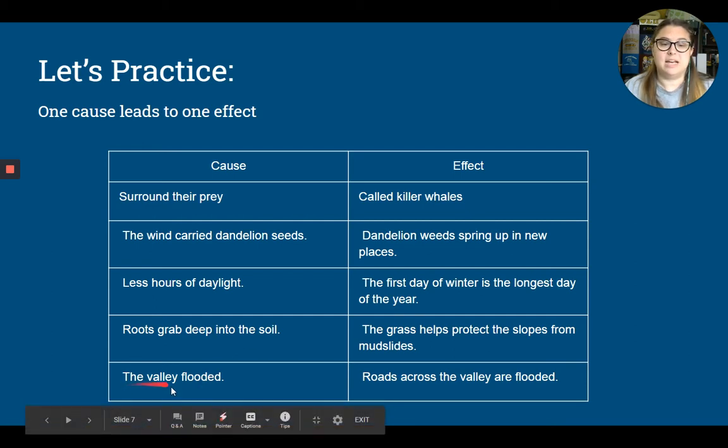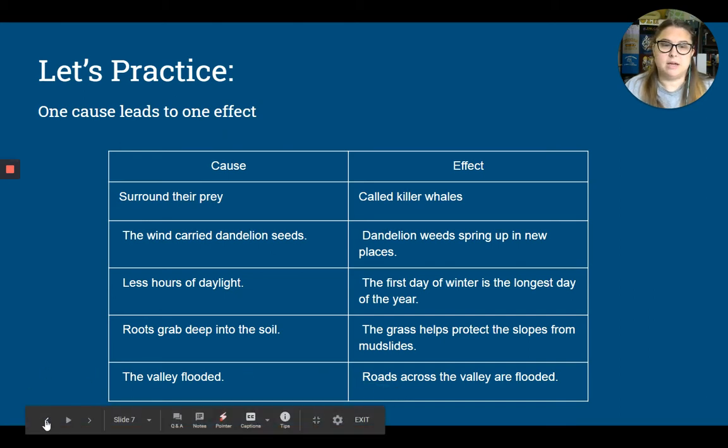In the last sentence, the valley flooded is the cause, and the effect is that the roads across from the valley are flooded. If the valley hadn't flooded, the roads wouldn't have flooded. So the first event in time, the last event in time.